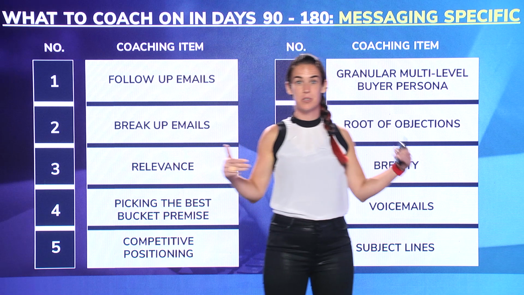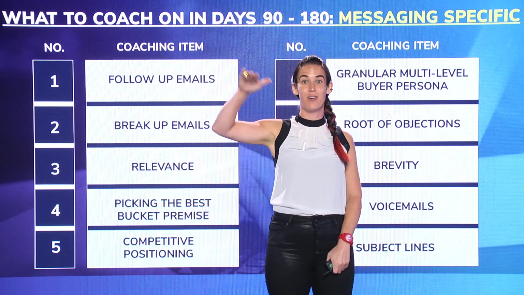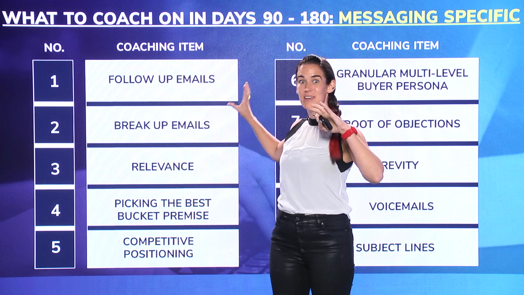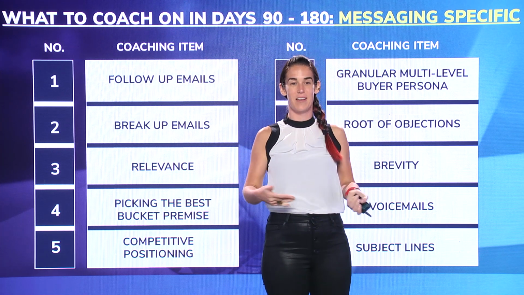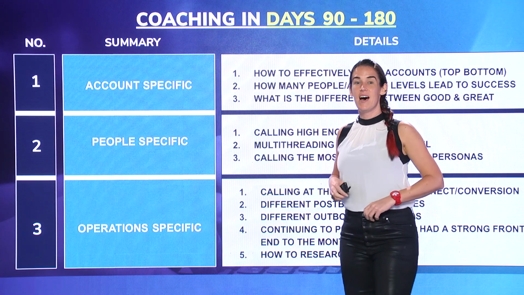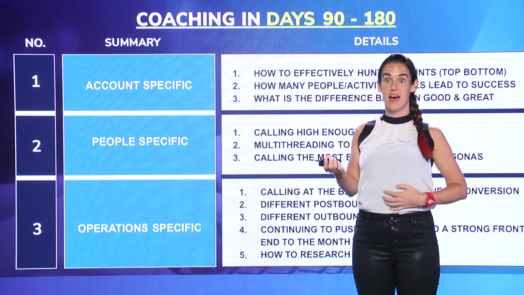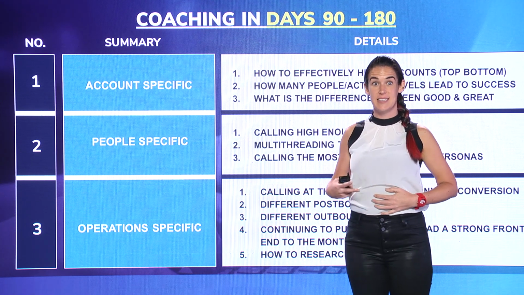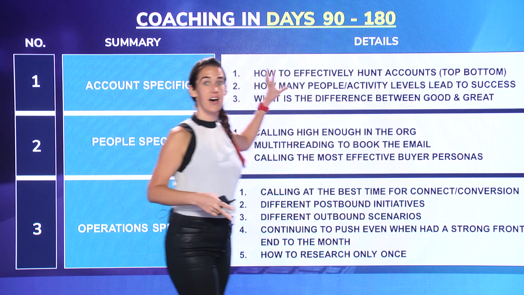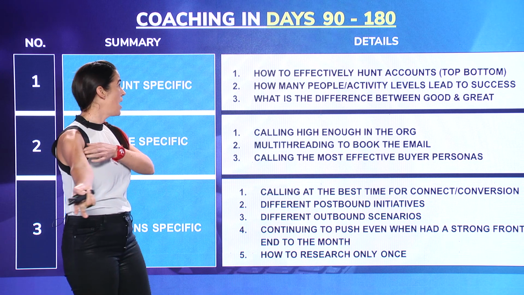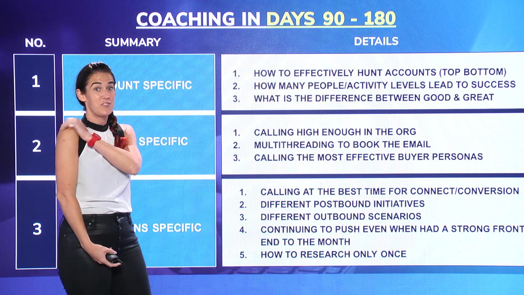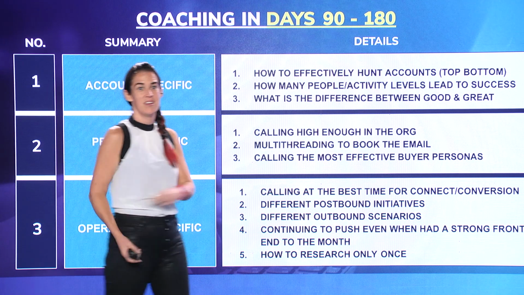So really from a messaging perspective, where we started with cold email, cold call, and objection handling, now we're going a level deeper. Within emails, follow-up emails, breakup emails, et cetera, how can we take this a step further? And then the rest of the things that you can coach in the second 90 days, days 90 through 180, is account specific: how to effectively hunt accounts from the top down, how many people and how much activity for those people lead to success, and what's the difference between good and great for accounts.